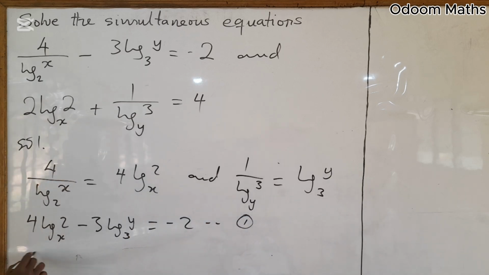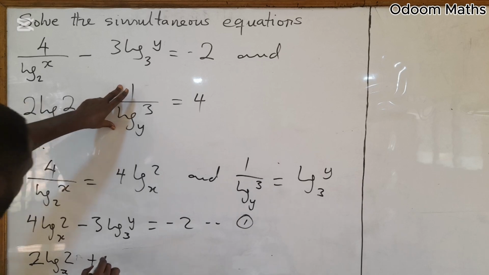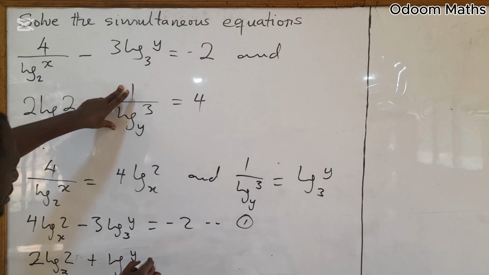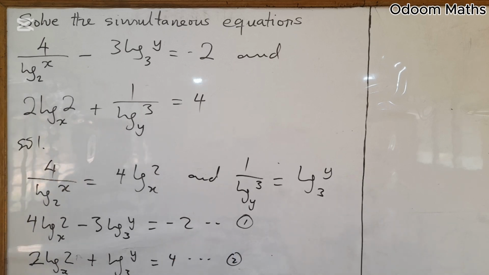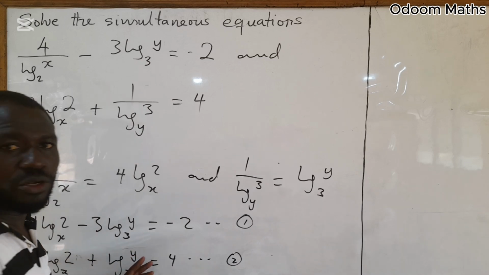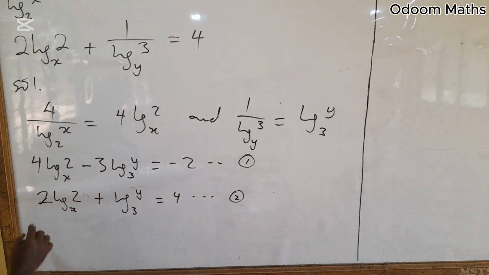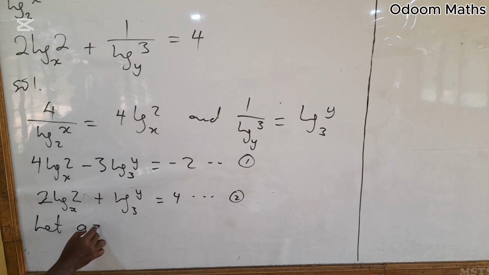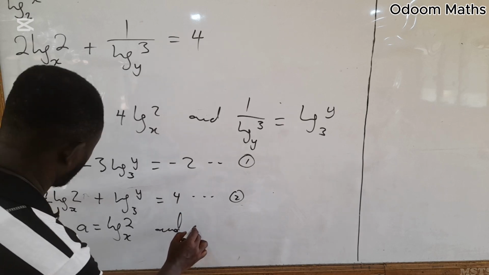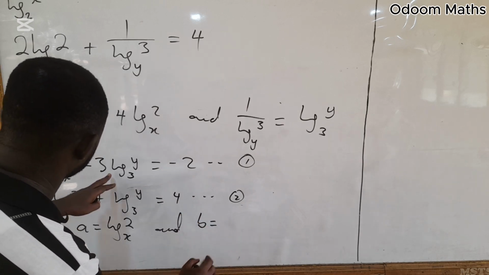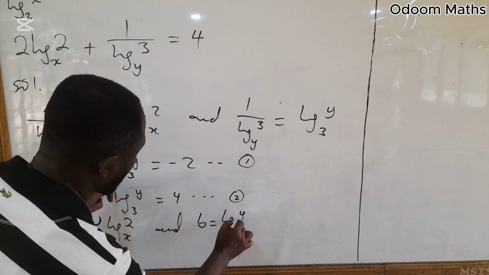And also 2 log 2 base x plus log y base 3 equals 4. It's also my equation 2. So now we are going to solve these two simultaneously. Let A be equal to log 2 base x and B be equal to log y base 3.